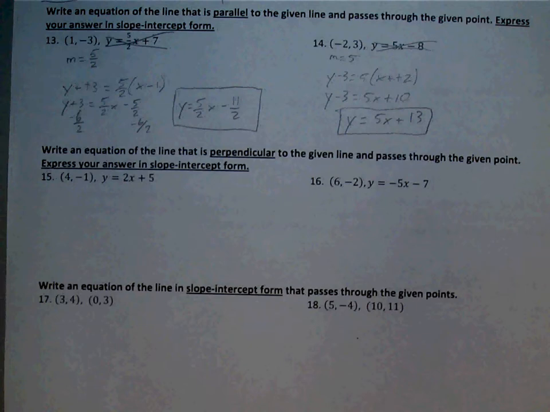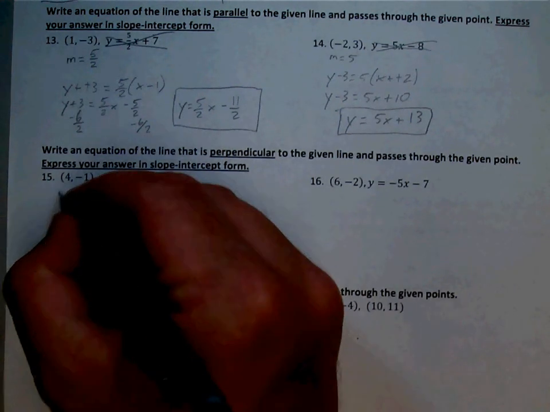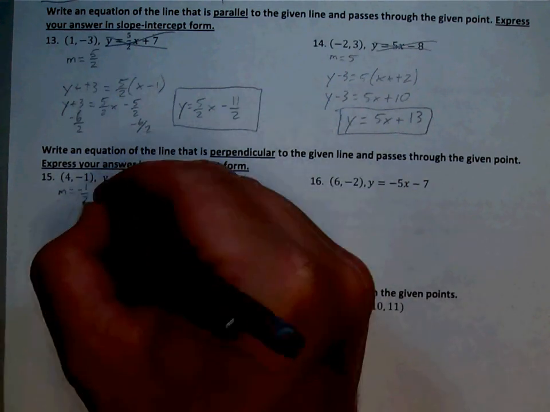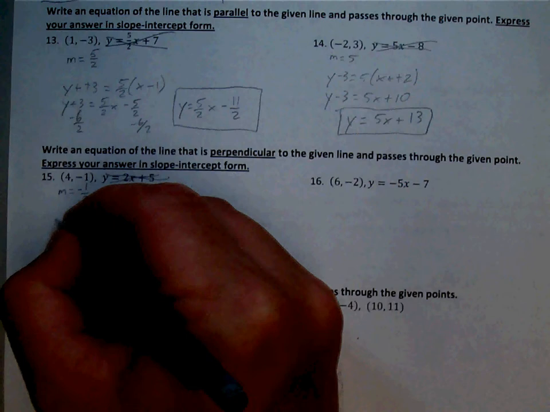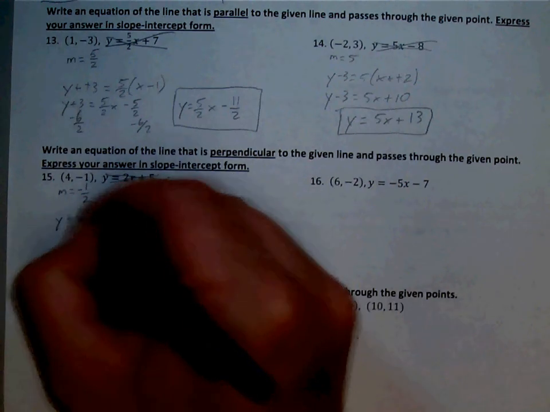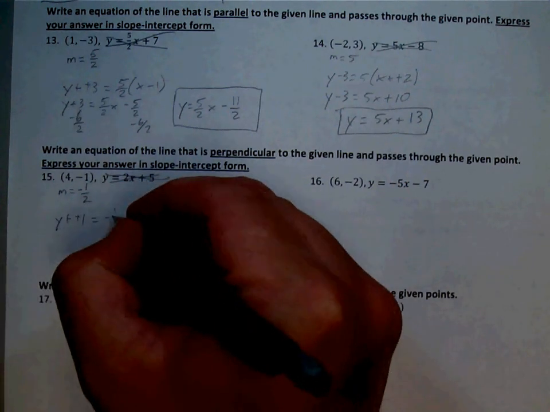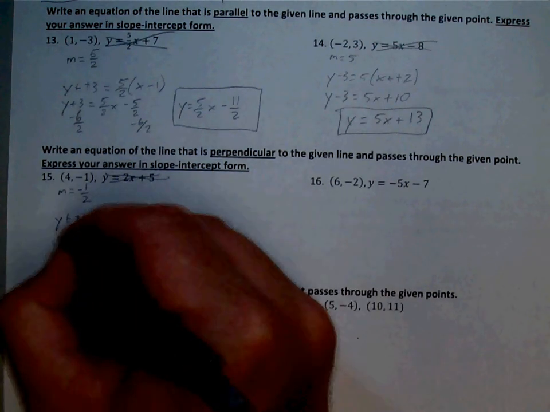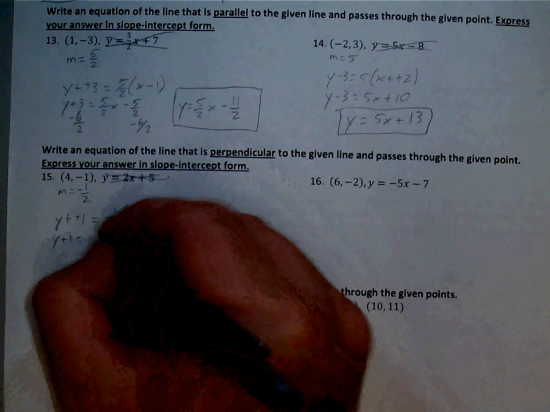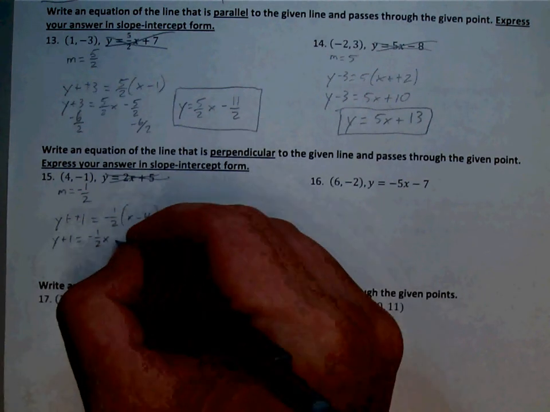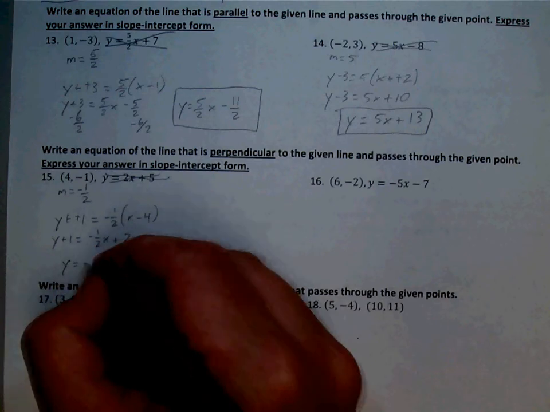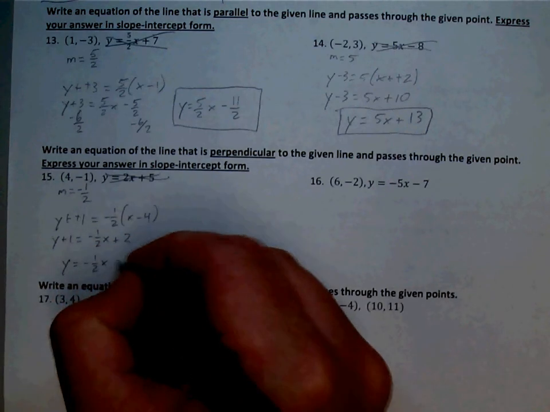Now with number 15, we're perpendicular, so we want opposite reciprocal slopes. So the opposite reciprocal of 2 is negative 1/2. I'm done with that equation. Y minus negative 1, so y plus 1 is equal to negative 1/2 times x minus 4. Distribute, y plus 1 equals negative 1/2 x plus 2. Subtract your 1, y equals negative 1/2 x plus 1.